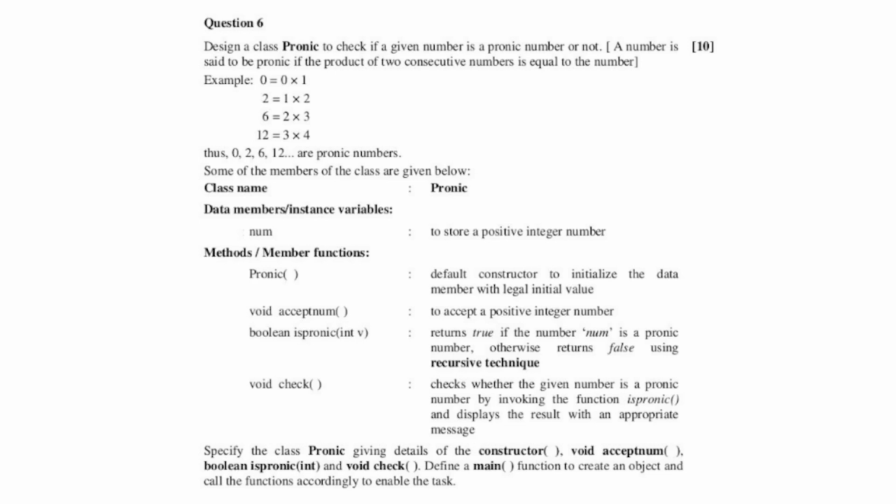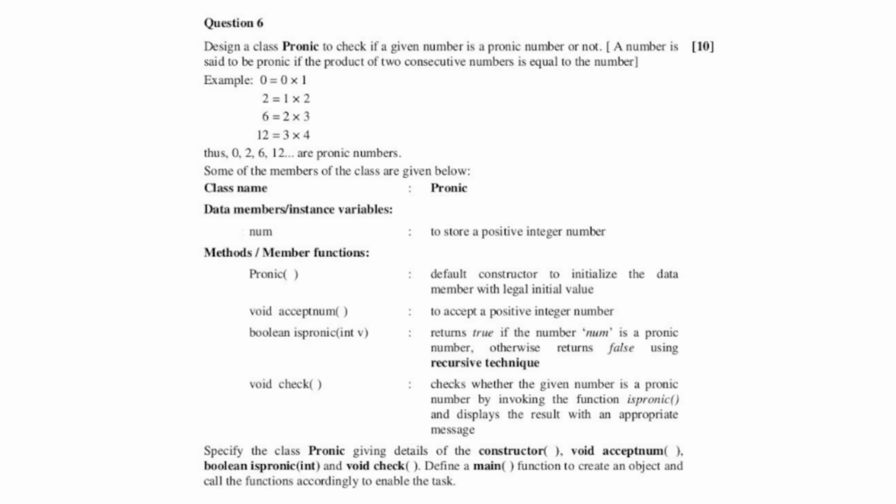Then there has to be a function by the name of accept num to enter the number, that is input. Then there has to be a Boolean function is pronic, which will test whether the number is pronic or not. And the main thing is that this function has to be recursive. And then finally, there will be a function by the name of check, which will call this pronic function and then display an appropriate message. We have to define the main method or the driver method as well.